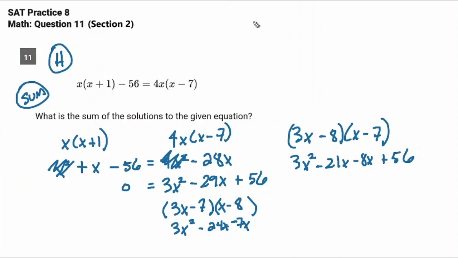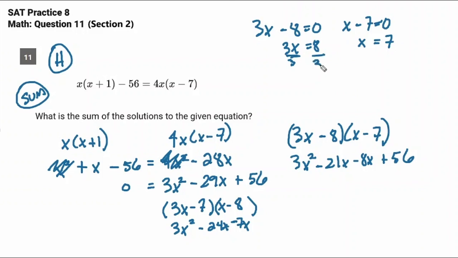So I'm going to do it up here. 3x minus 8 could be 0. x minus 7 could be 0. This one's easy enough. x equals 7. This one, you got to do some math. 3x equals 8. Divide by 3 and you get 8/3. So the sum is going to be 7 plus 8/3. And from here, use your calculator, turn this into a decimal, whatever you want to do.